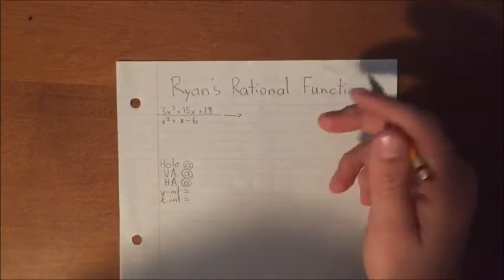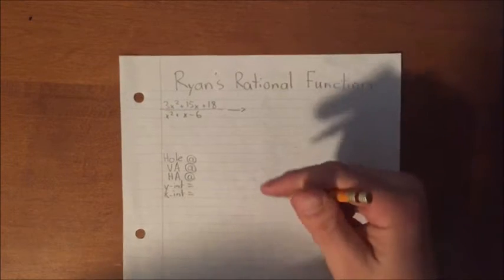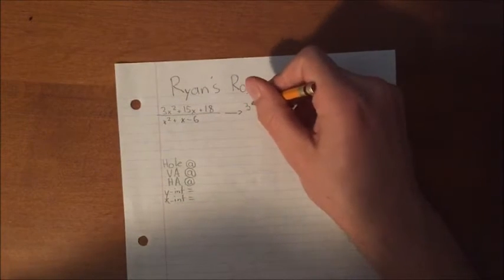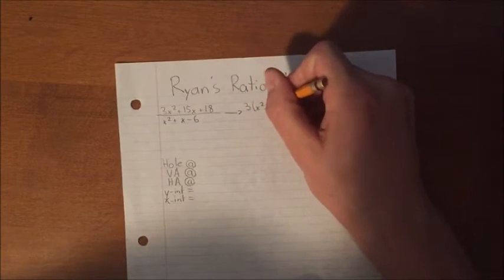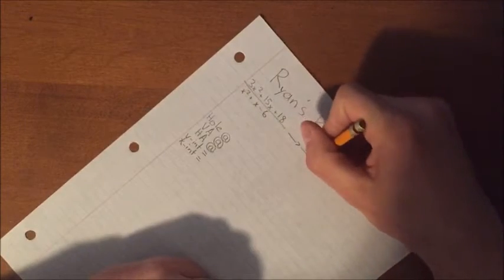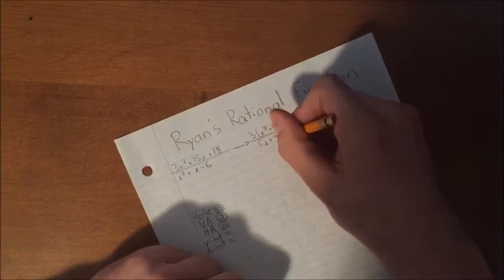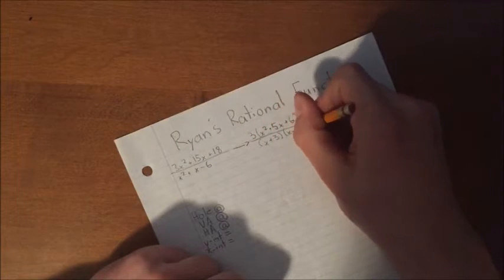All right, so here we have Ryan's rational function, and what we want to do is factor this function down to its simplest form so that we can graph it. So we start by factoring out a 3, and that'll leave us with x squared plus 5x plus 6 in the numerator, and x plus 3 and x minus 2 in the denominator.